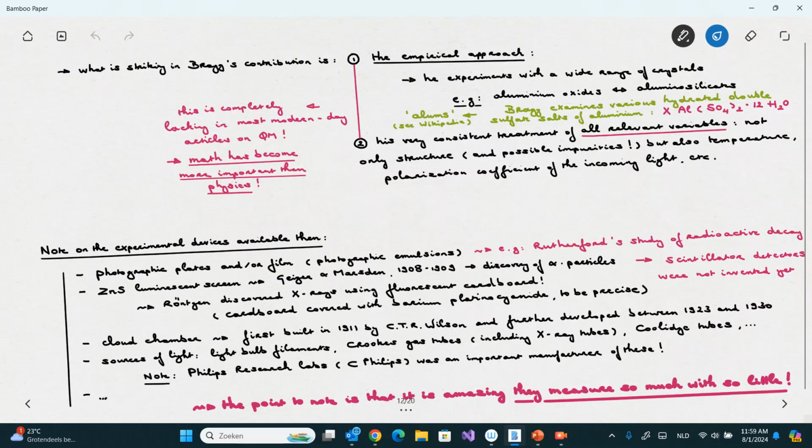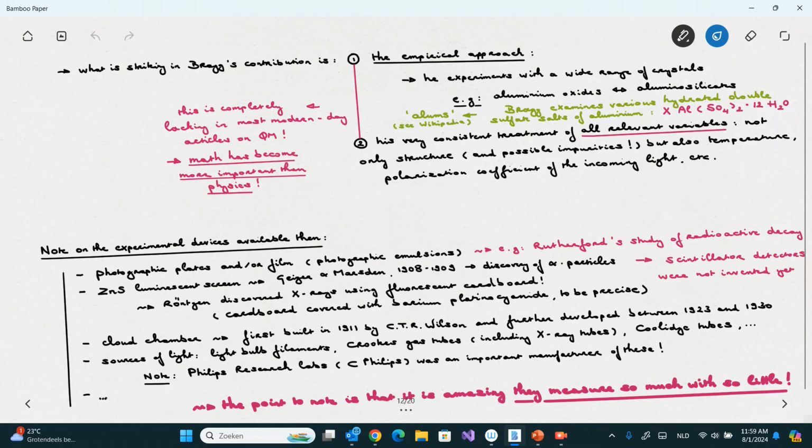What is striking in the long presentation of Bragg is first that it's filled with graphs and illustrations from empirical research, and that's something you do not often see in modern articles on quantum math. It's all math, and they often forget to relate it to the real world. He talks about how he experiments with a very wide range of crystals, rock salt, but also salts of aluminium oxides, aluminium silicates, alums. That's something I really appreciate, and why it's nice to read those papers. It's lacking in most modern day articles on quantum mechanics. Math has become apparently more important than the physics, I write here.